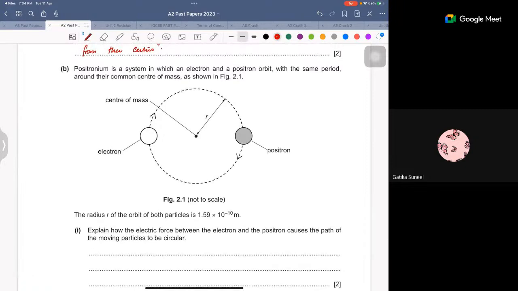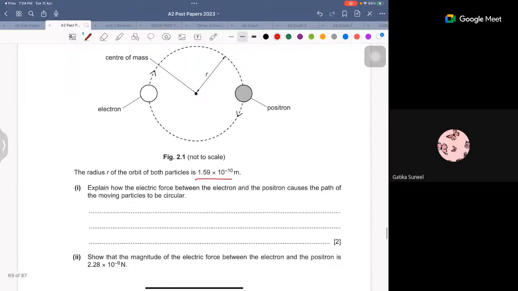Positronium is a system in which an electron and positron orbit with the same period around the common center. The radius r of the orbit is this. Fair enough. Explain how the electric force between the electron and positron causes the path to be circular.